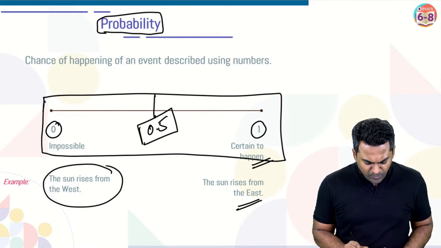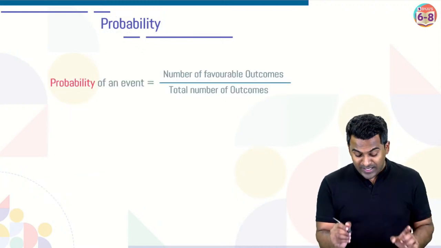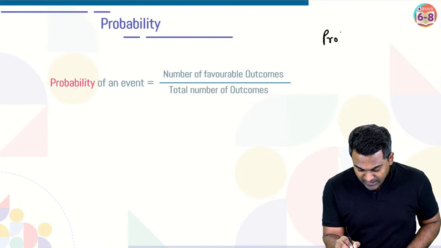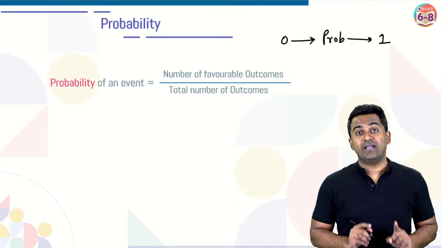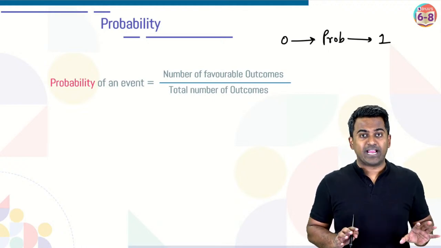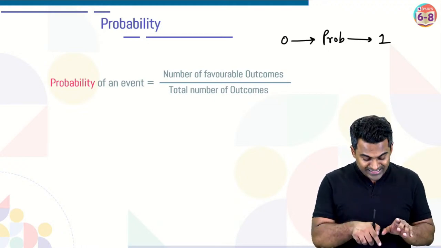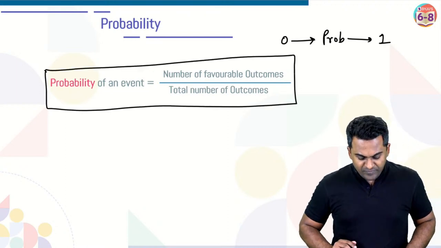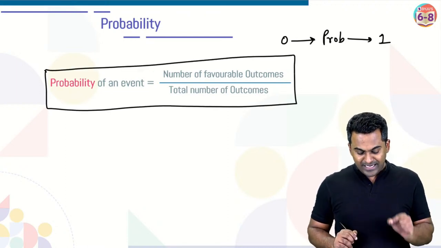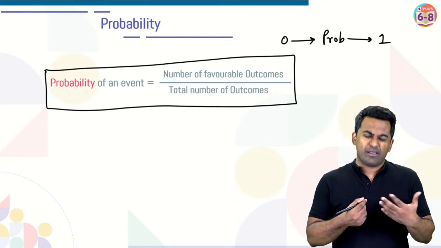Okay, so let me give you a proper definition now. You've got to understand it, guys, that probability lies between 0 and 1. It cannot be a negative number. It cannot be more than 1. And this is how you define it. Probability is number of favorable outcomes divided by the total number of outcomes. I will explain you that.